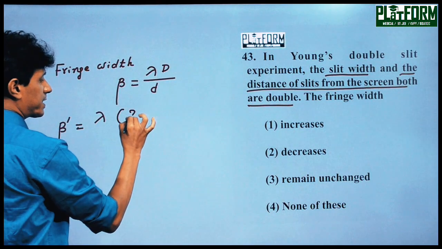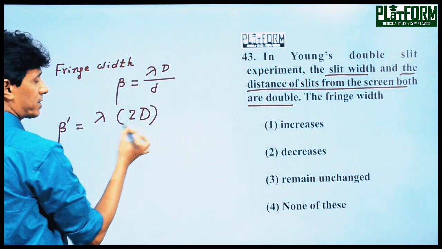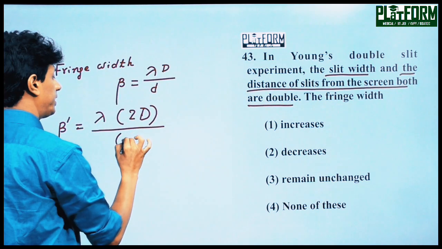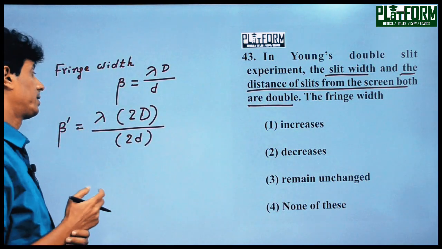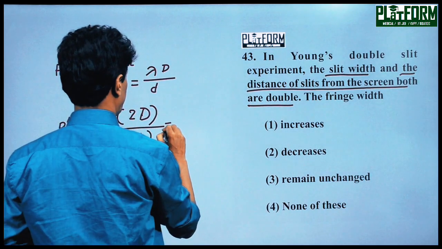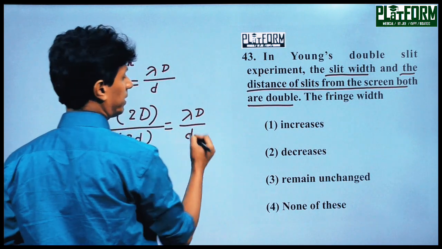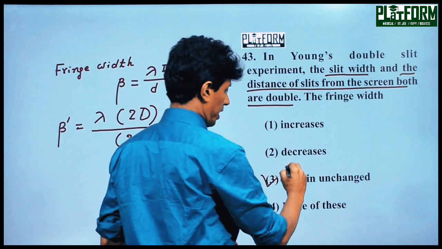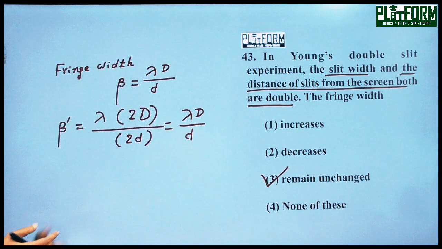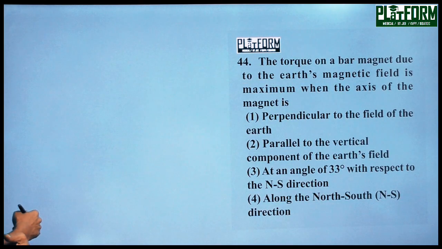D is the distance between slit and screen, it is twice the previous, so it is 2D, and d is the separation between two slits, also doubled. So simply it becomes again lambda D by d. So the fringe width remains unchanged. Option 3 is the correct answer. Let us move to the next problem.